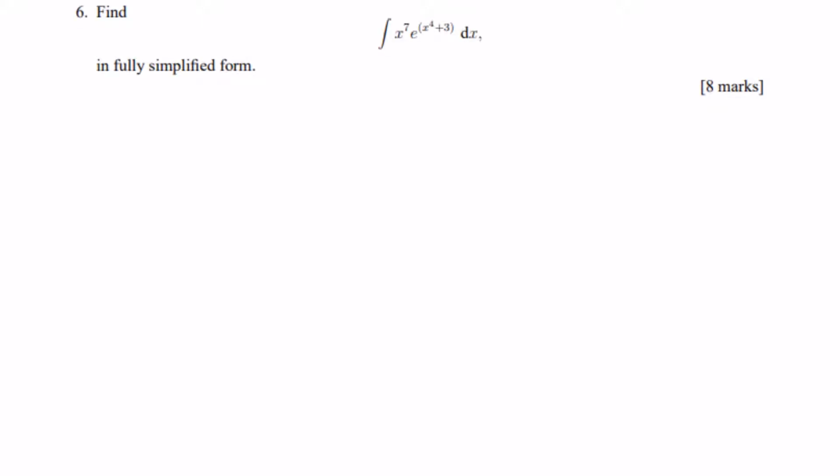Question 6. So here we want to integrate x to the 7 e to the x to the 4 plus 3 with respect to x. So the first thing you notice is that we've got an x to the power of 7 and the power of e is x to the 4 plus 3. So chances are this is going to be a substitution question.